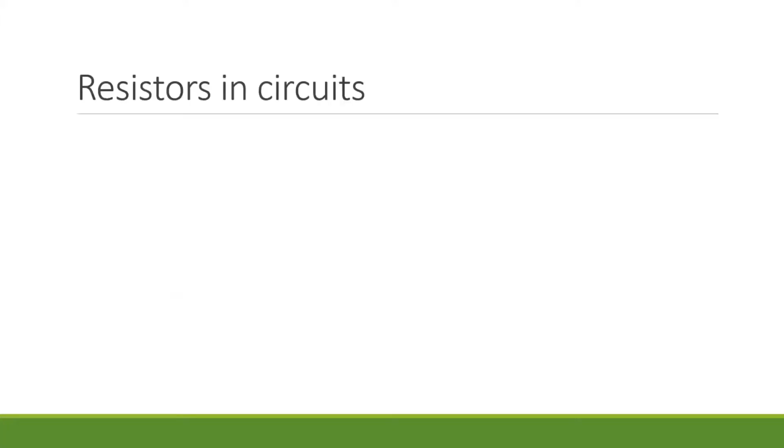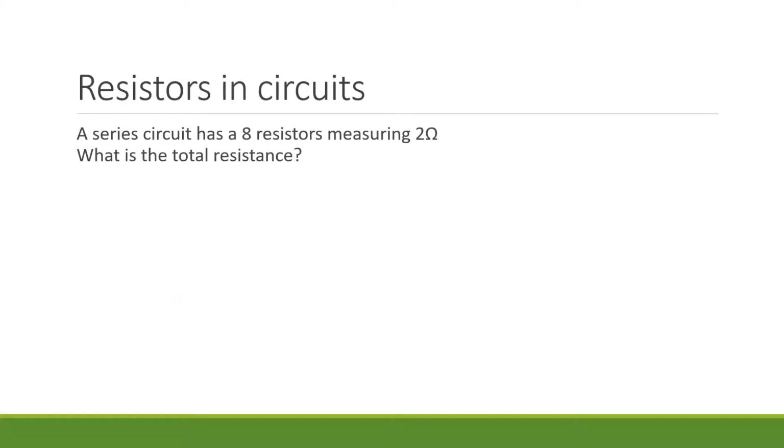The first question that I'm going to tackle is this. A series circuit has 8 resistors measuring 2 ohms. What is the total resistance? So what would that circuit look like? 8 resistors in series.